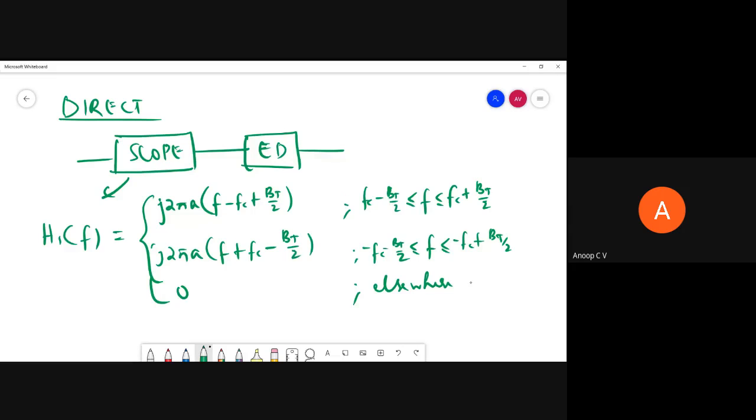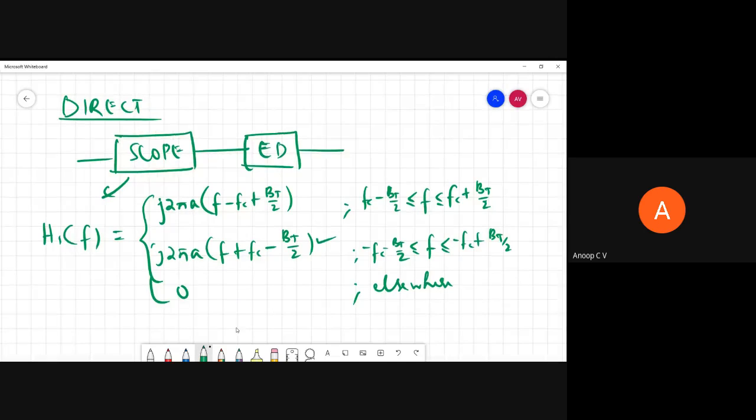Just like how we have done this, we initially took 2 pi af, then 2 pi af minus bt by 2 plus bt by 2, then replaced that f with f minus fc. I request you to try this out as well. It is imaginary, and you can see it's a linear function of frequency. Fc and bt by 2 are all constants: fc is the carrier frequency and bt is the bandwidth.